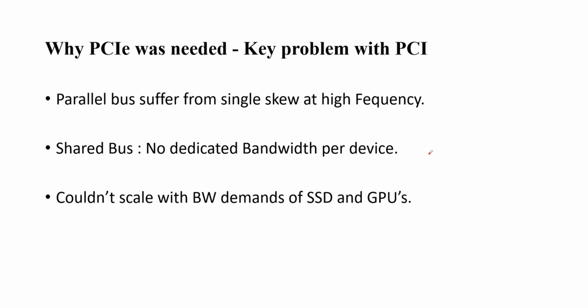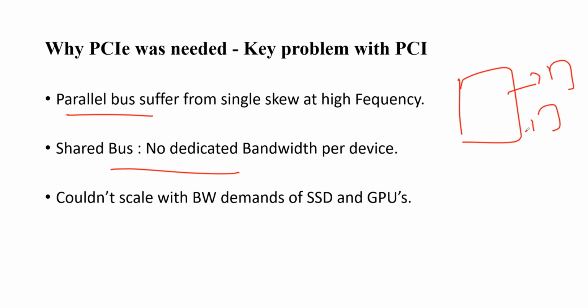So that's where PCIe was introduced. What was the problem with PCI? Here we have a parallel bus, and in a parallel bus there is no dedicated bandwidth per device. Let's suppose your bandwidth is divided among the multiple devices connected to the same bus. It couldn't scale with the bandwidth demand of SSDs and GPUs. Nowadays SSDs and GPUs are much more common as compared to previous technology, so to support SSDs and GPUs, standalone PCI is not feasible. That's where PCIe comes into the picture.